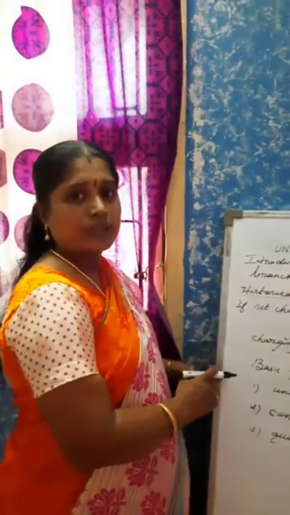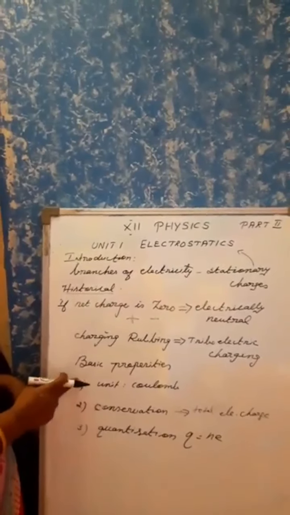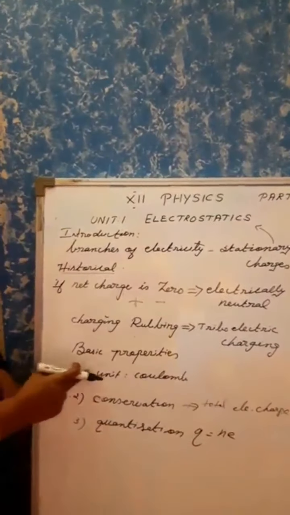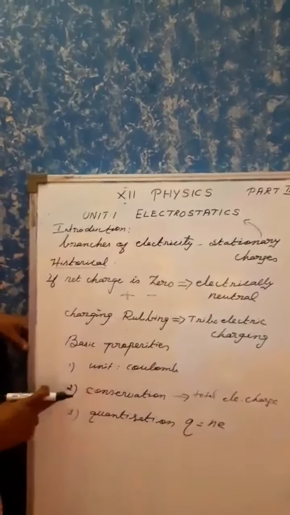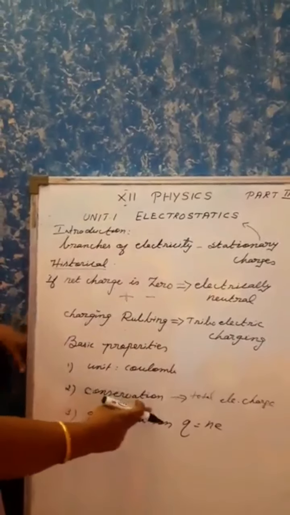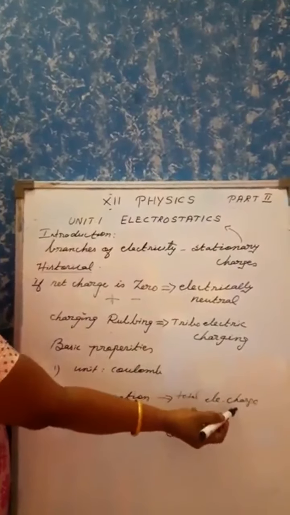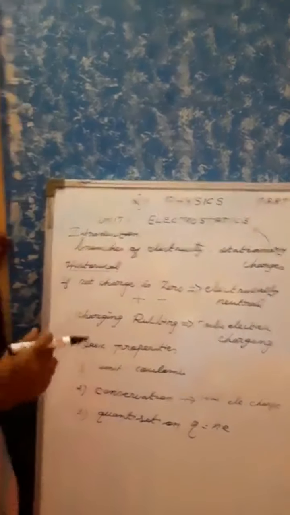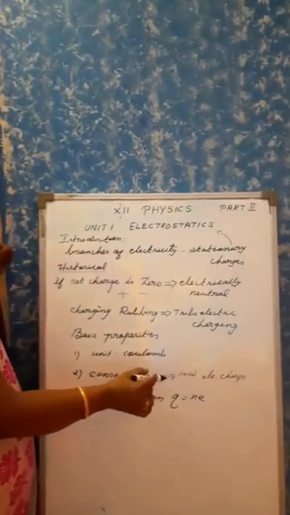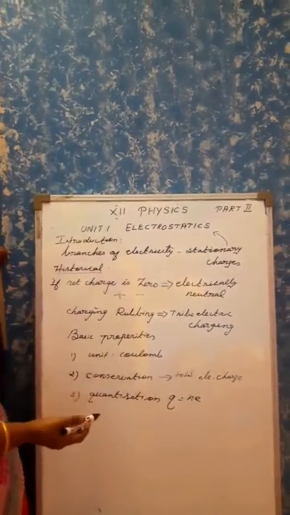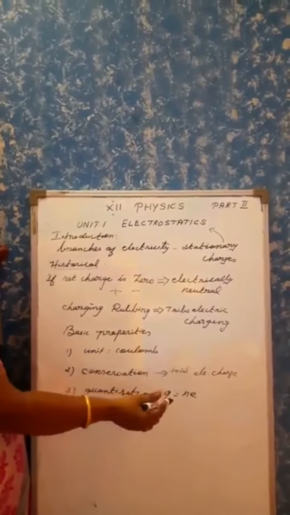And the next topic, basic properties of charges. Under this, we discussed three subdivisions. One is electric charges. In electric charges, the main point is that the SI unit of charge is coulomb. The second topic is conservation of charges. In this, we discussed that the total electric charge in the universe is constant, and charge can neither be created nor be destroyed. In any physical process, the net change in charge will always be zero. And the third topic is quantization of charges, that is Q equal to NE.